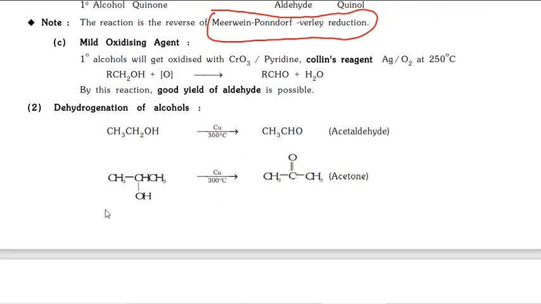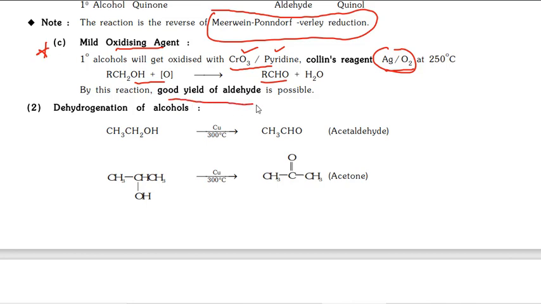Now, mild oxidizing agents we are discussing. Mild oxidizing agent, that is chromium trioxide in pyridine, a basic medium, which is Collins reagent, or Ag2O at 250 degrees Celsius. This is also a mild oxidizing agent. Here these primary alcohols are converting into aldehydes. It is giving a good yield of aldehyde.